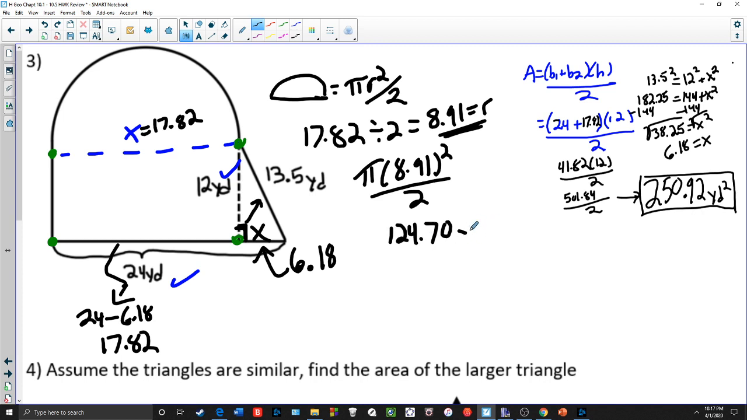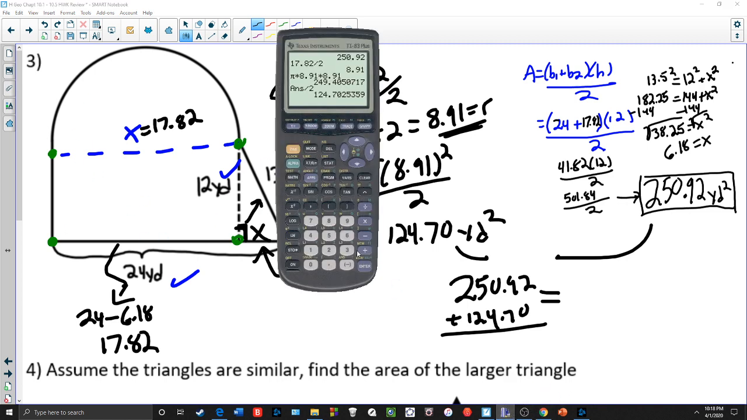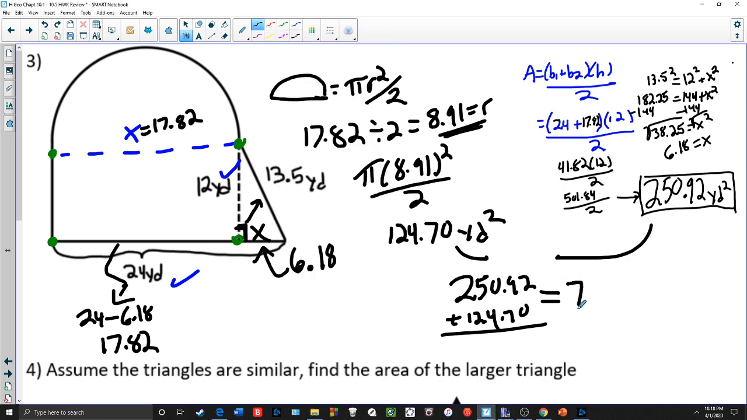124.70 yards squared. And then I'm going to bring these two together and get 250.92 plus 124.70, because I want to put them together, not split them apart, because this is an adding composite figure here. I want to add them together. So 250.92 plus 124.70, and we get 375.62.